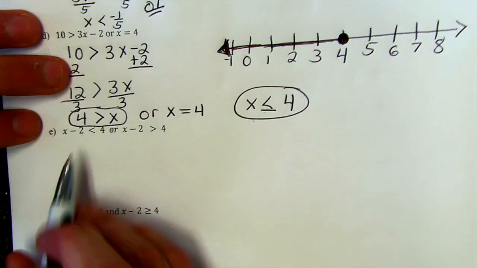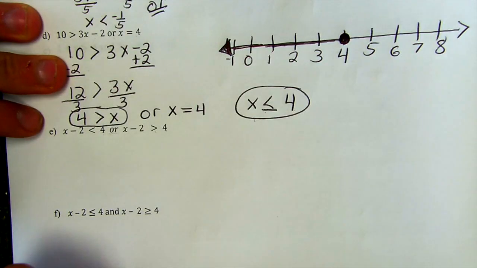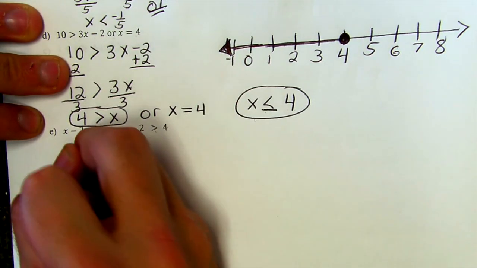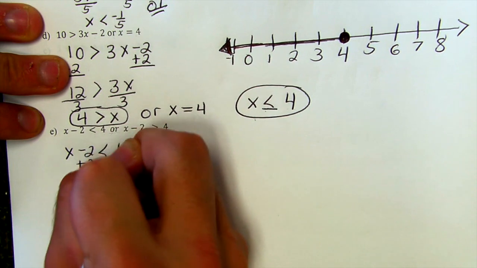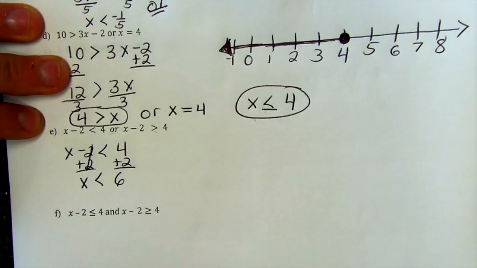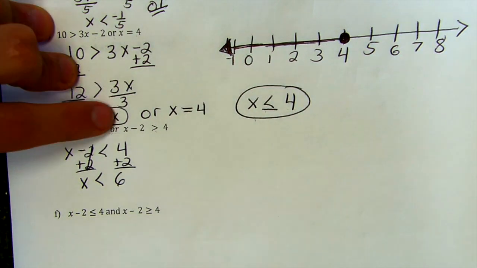So now if we move on to part E, if we look at this, we have x minus 2 is less than 4, or x minus 2 is greater than 4. So let's go through and let's solve this. We have x minus 2 is less than 4. And now to get x in this case, we have to add 2. Add 2. So we get that x is less than 6.